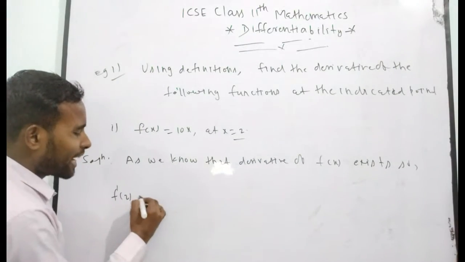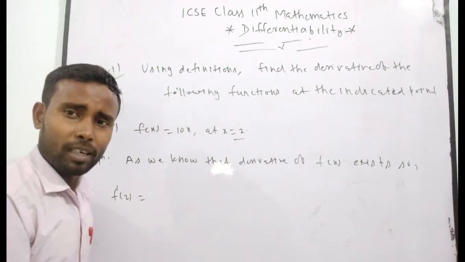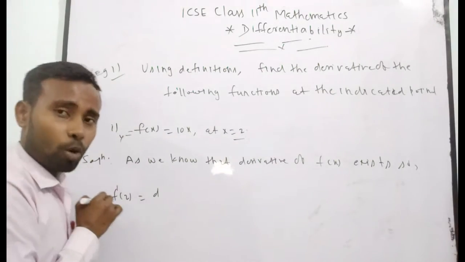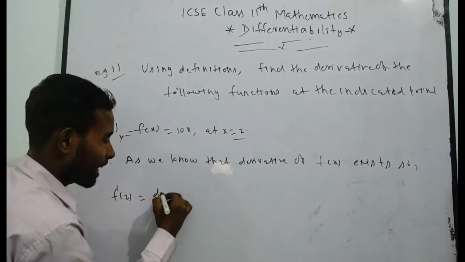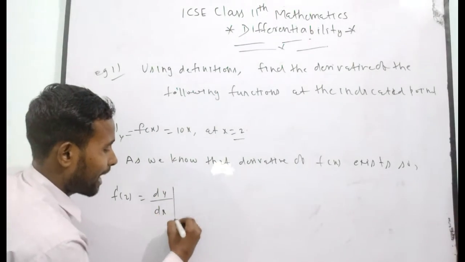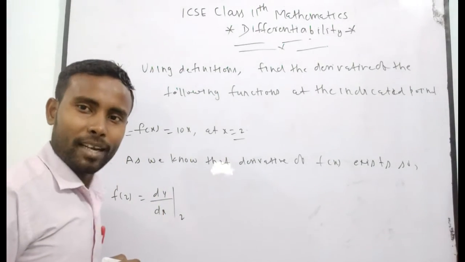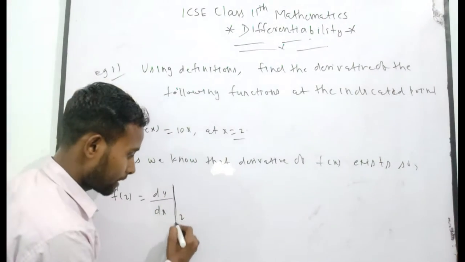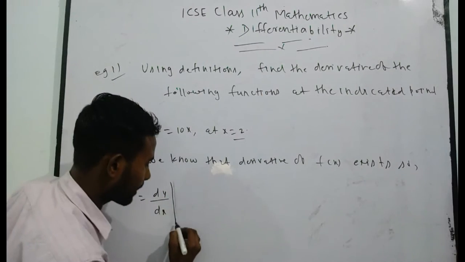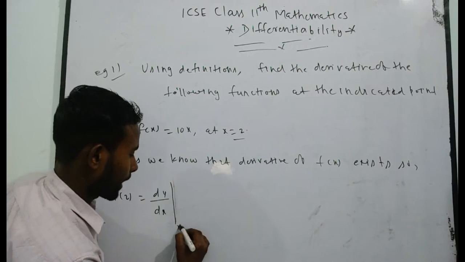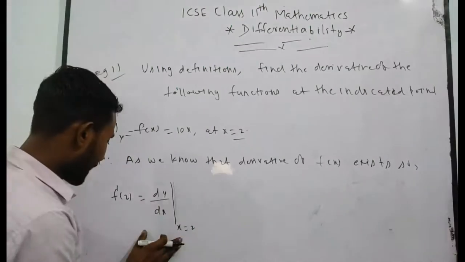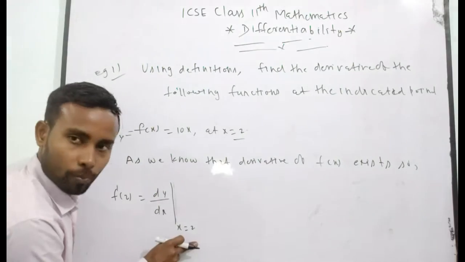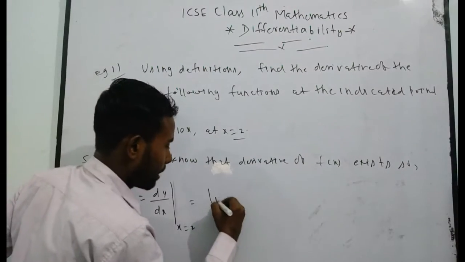f dash 2, you can write f dash 2. Or you can also write, suppose that y is equal to f(x), then you can also write dy/dx at x is equal to 2. This is the symbol, with a single vertical line at x is equal to 2. It means f dash 2, and it is also denoted by dy/dx at x equal to 2, which will be the limit.